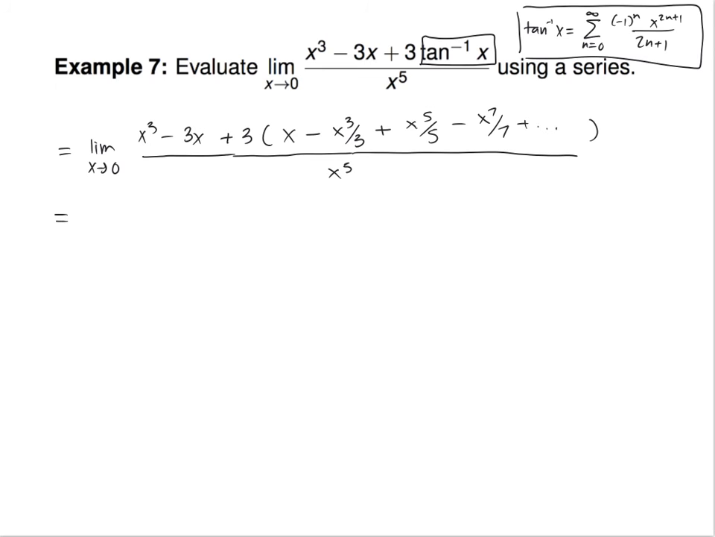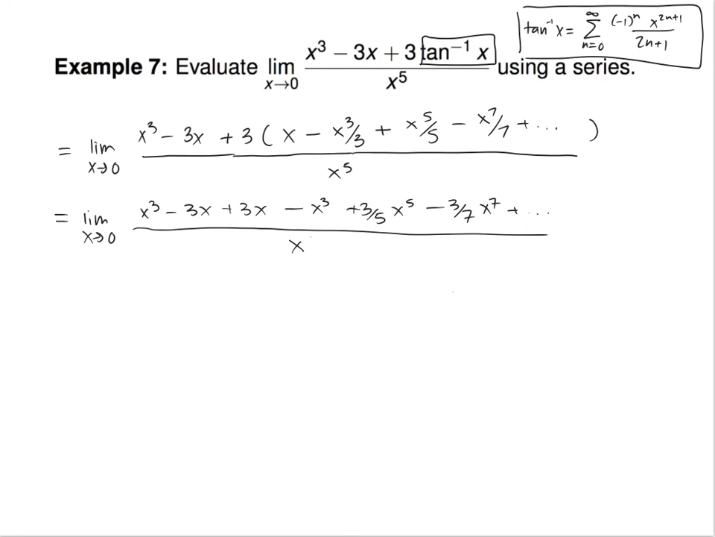So far you may be thinking I'm cheating you or lying to you, but I'm saying this actually is a good way to find limits. What happens when you distribute that 3? You have x cubed minus 3x plus 3x minus x cubed plus 3/5 x to the 5th minus 3/7 x to the 7th plus more stuff. Something happened to some things.